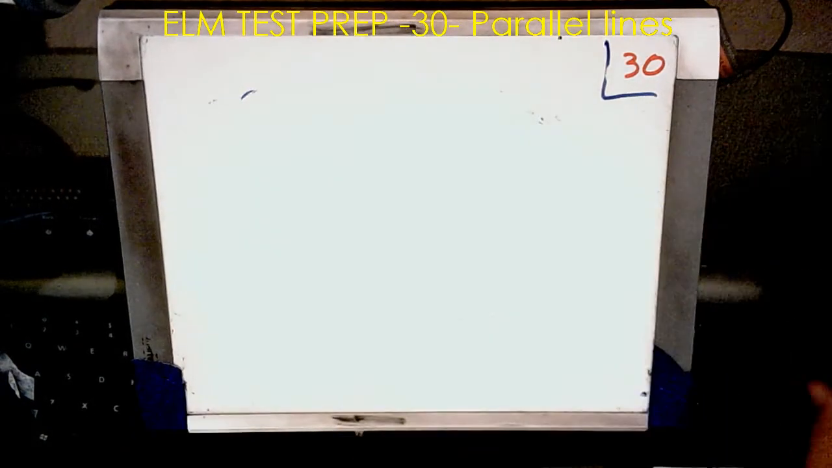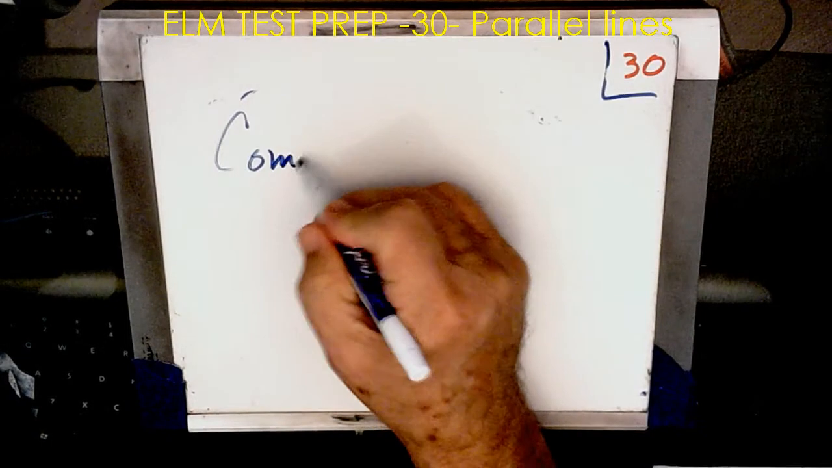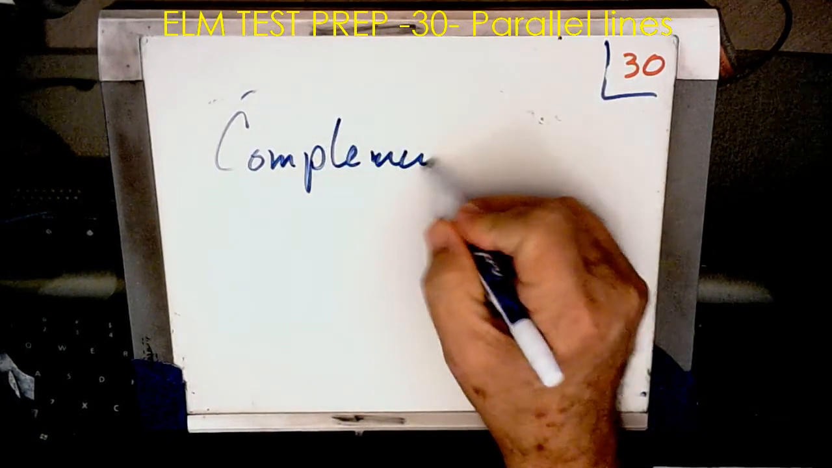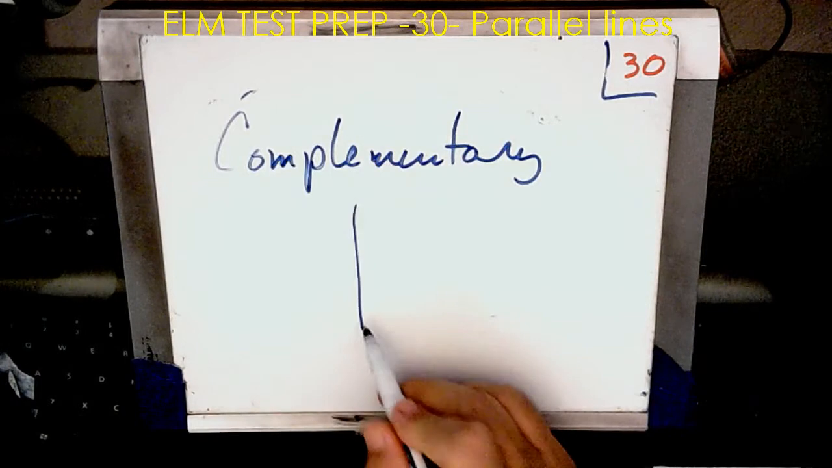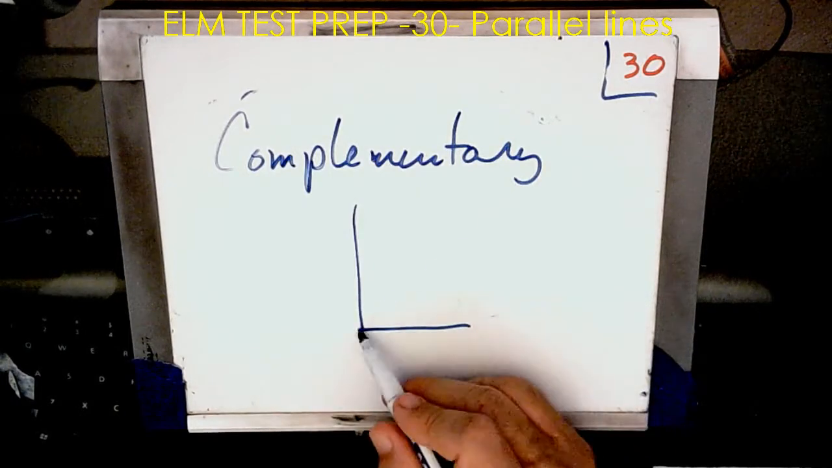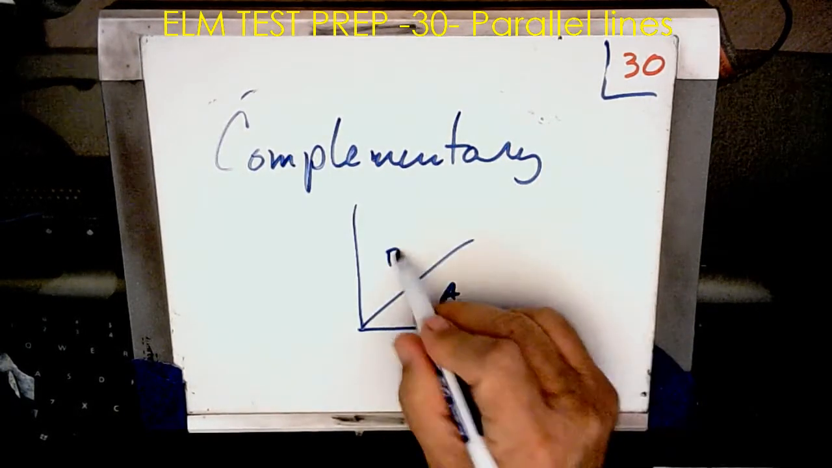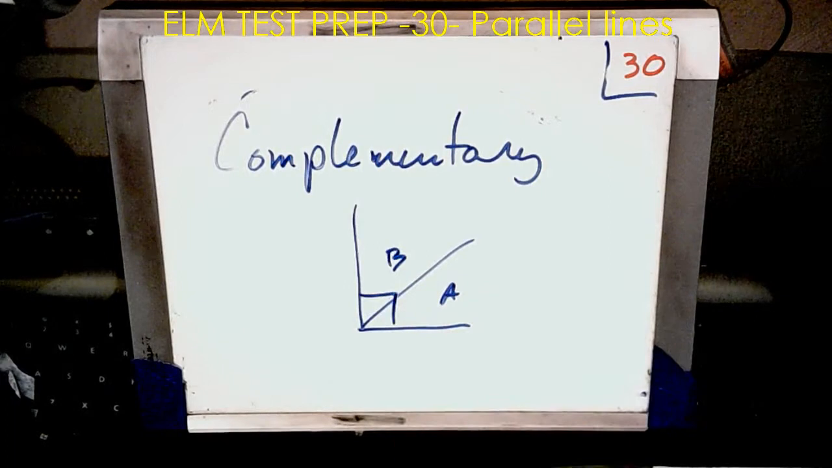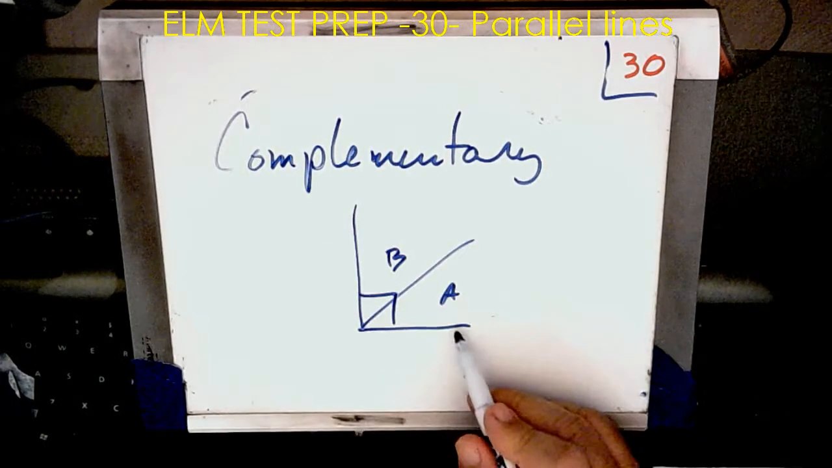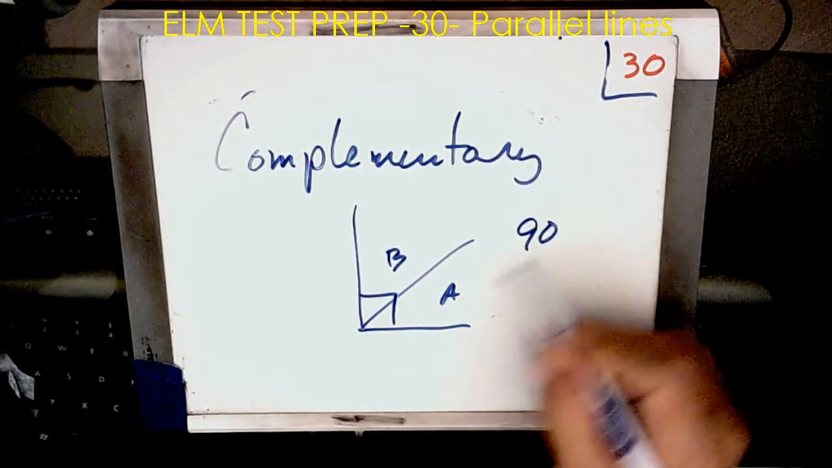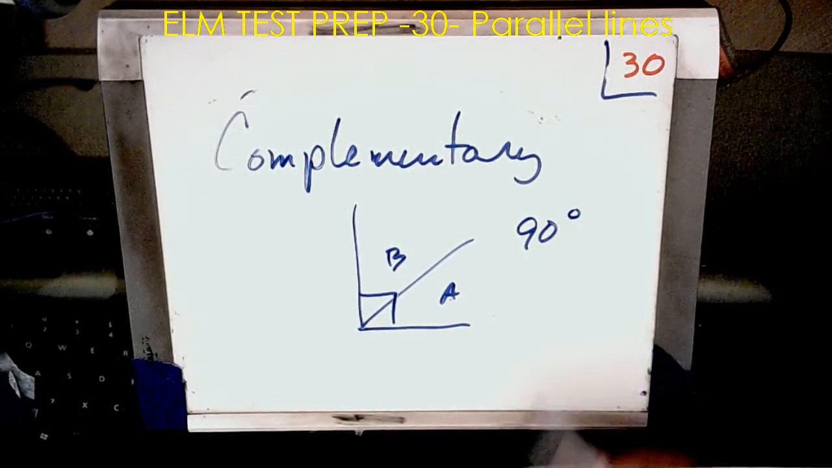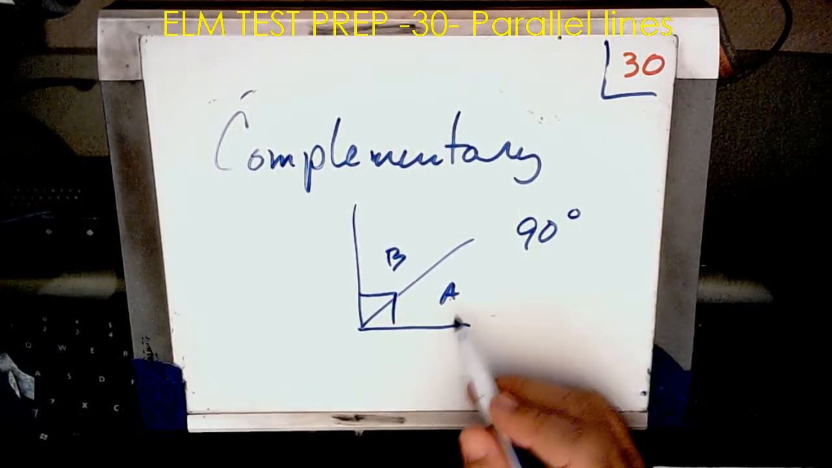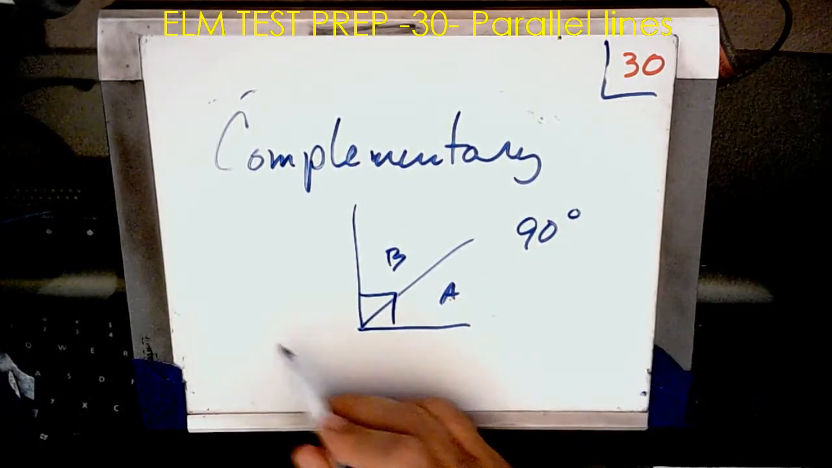Well, the other term you might run into is the term complementary. And that essentially is saying that I have two angles A and B that add up to 90 degrees. And this being a right angle, it equals 90 degrees. So the parts, if I cut it into two pieces, should also add up to 90 degrees. So complementary angles add to 90 degrees.